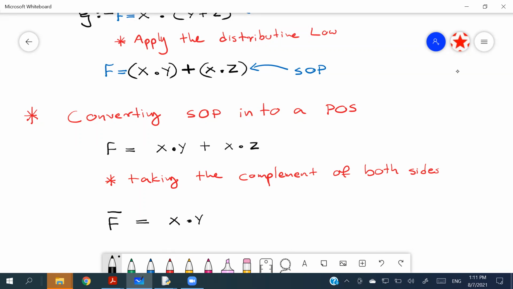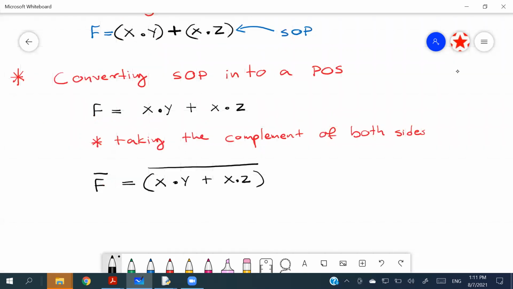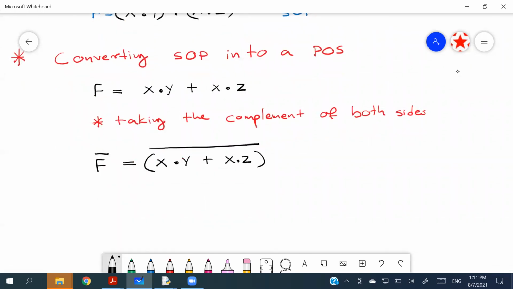So I'm taking x dot y plus x dot z and the total bar. Right? Since it is an equation, we can do this. So taking the complement, then we are going to apply the De Morgan's to the complemented side.